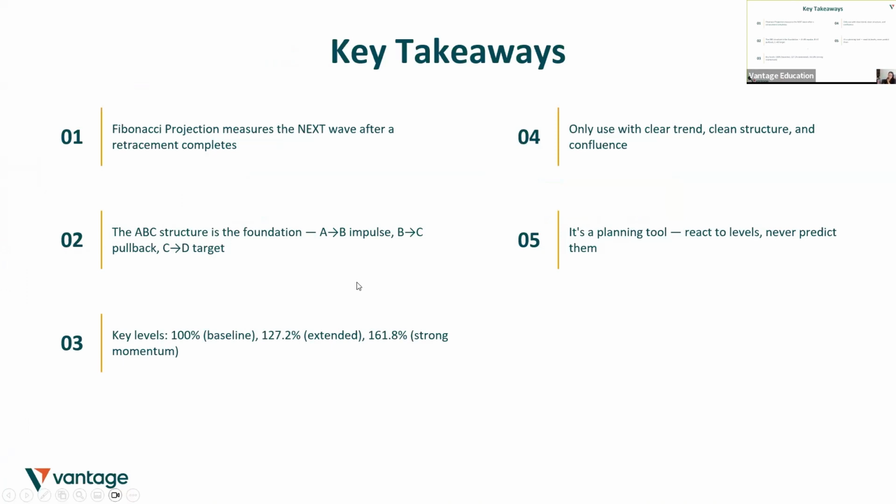Okay, so key takeaway today, this is going to be my last slide. Okay, so Fibonacci projection measures the next wave after a retracement completes. So A, B, C, and then we're going to project to the D. Okay, the ABC structure is the foundation: A to B impulse, B to C pullback, C to D target. All right. Key levels: 100% baseline, 127.2 extended, 161.8% strong momentum. Only use it with a clear trend, clear structure, and confluence. Last one is planning to react to the level, never predict.